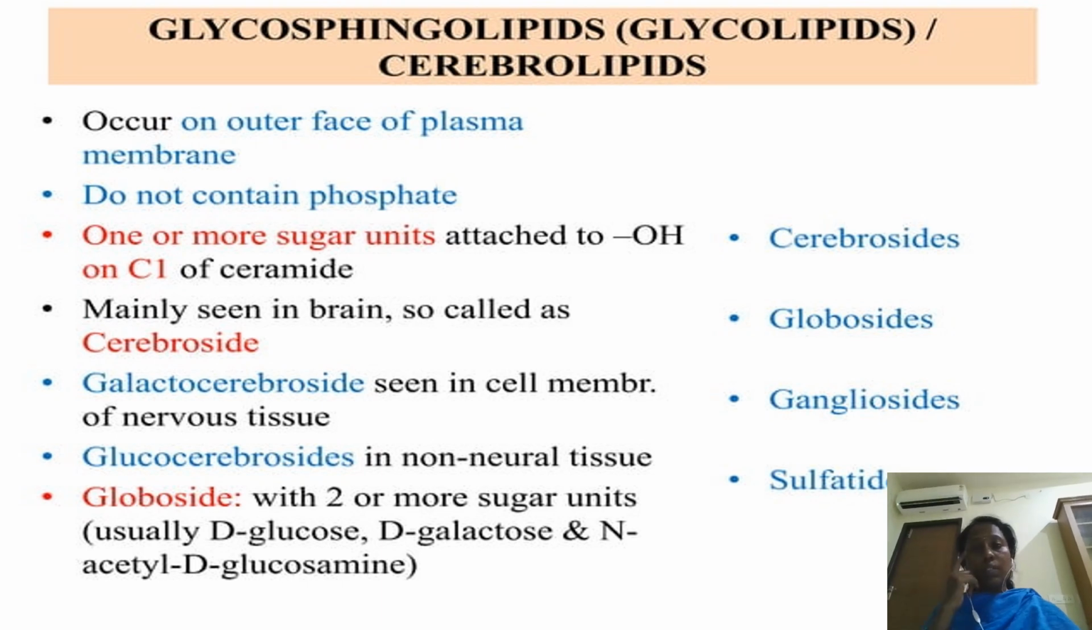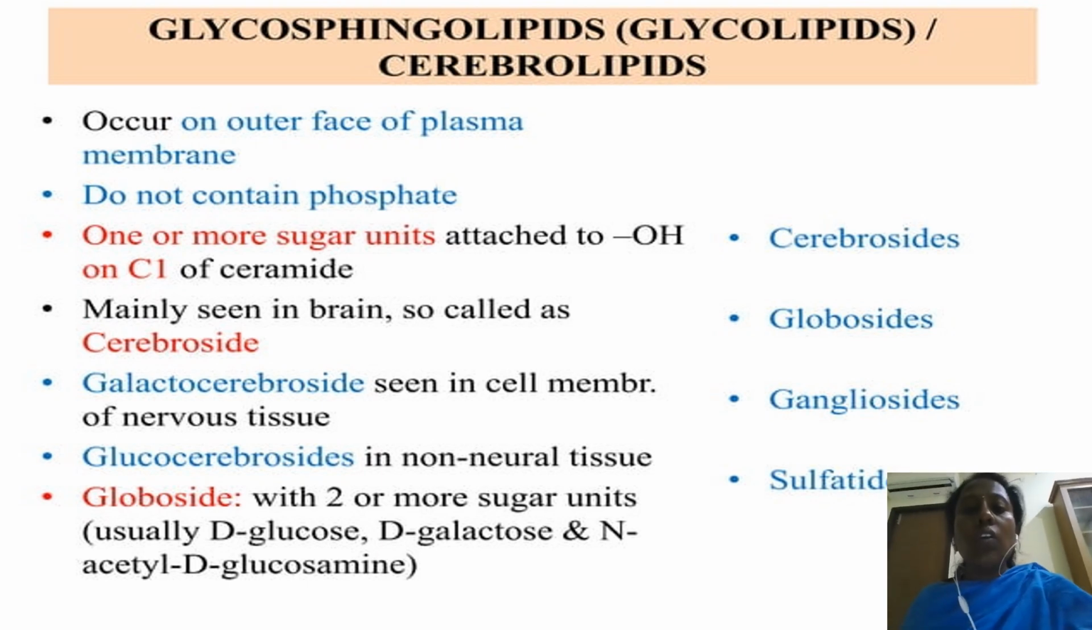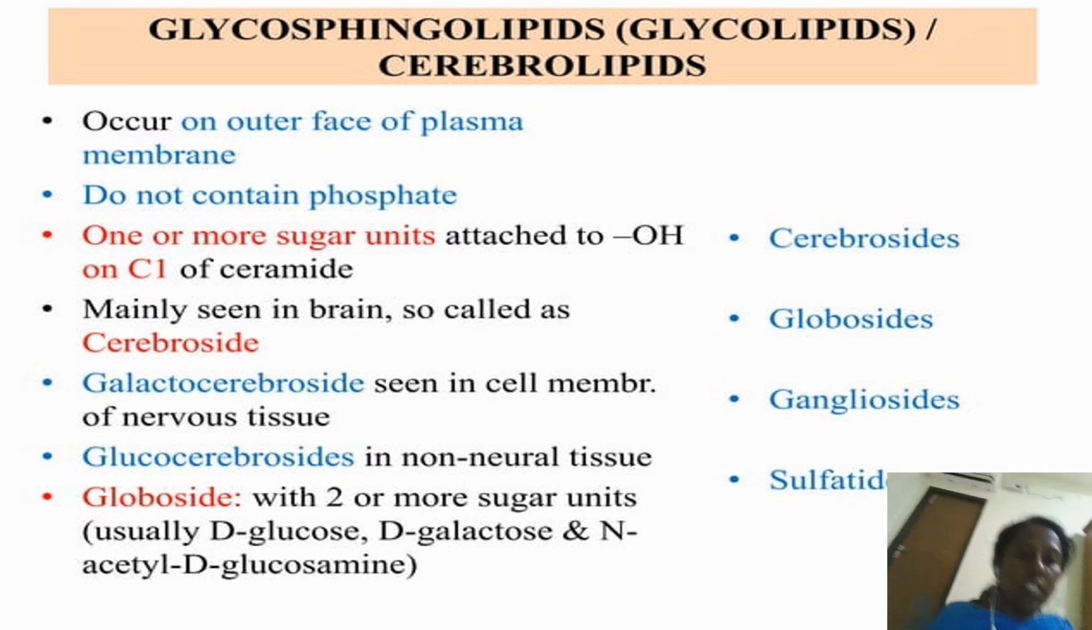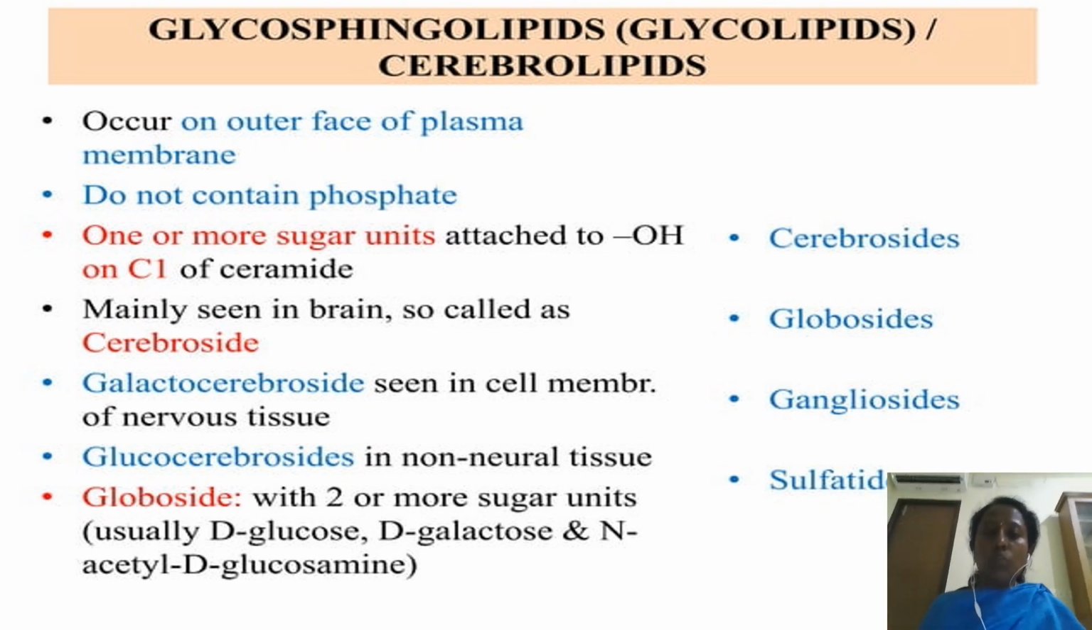The glycosphingolipids, also known as cerebrolipids, occur on the outer face of your plasma membrane. The outer surface of the plasma membrane contains glycolipids or cerebrolipids, which do not contain phosphate groups. Earlier we saw that sphingosides contain a phosphate group, to which the amino group is attached. Here there won't be any phosphate group attached to it.